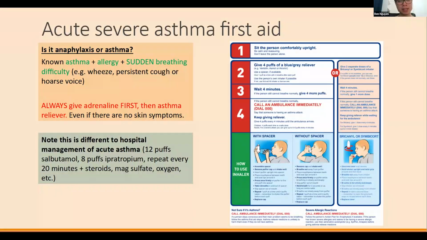And the other thing I wanted to mention is that you might have seen some asthma management guidelines where if they're under 6 years old, you give them 6 puffs of salbutamol, 4 puffs of ipratropium, and if they're above 6, you give 12 puffs of salbutamol, 8 puffs of ipratropium, etc., and then wait 20 minutes and repeat if necessary. That guideline is only for the acute hospital management of asthma. So if they're in the hospital and they can be monitored, you can follow that protocol. But if you're in the community or in a GP, then it's not as practical. So you want to follow that 4x4x4 rule.